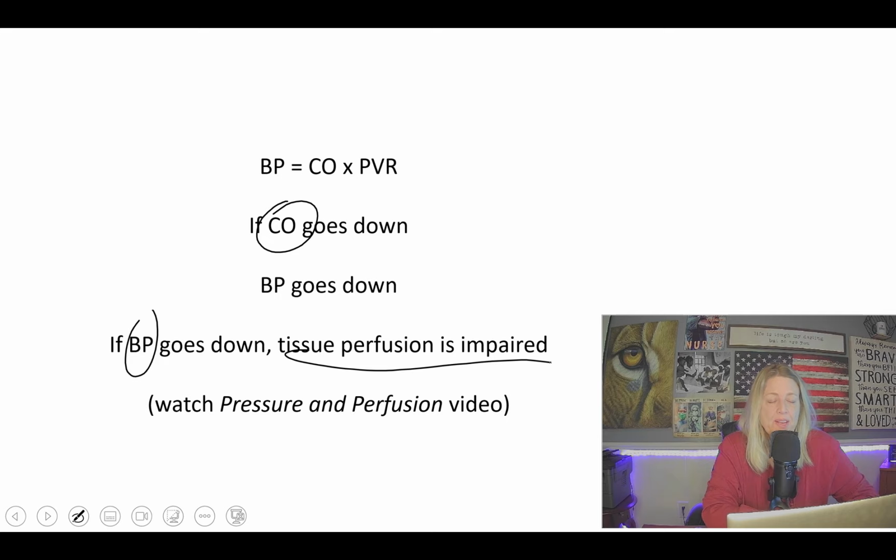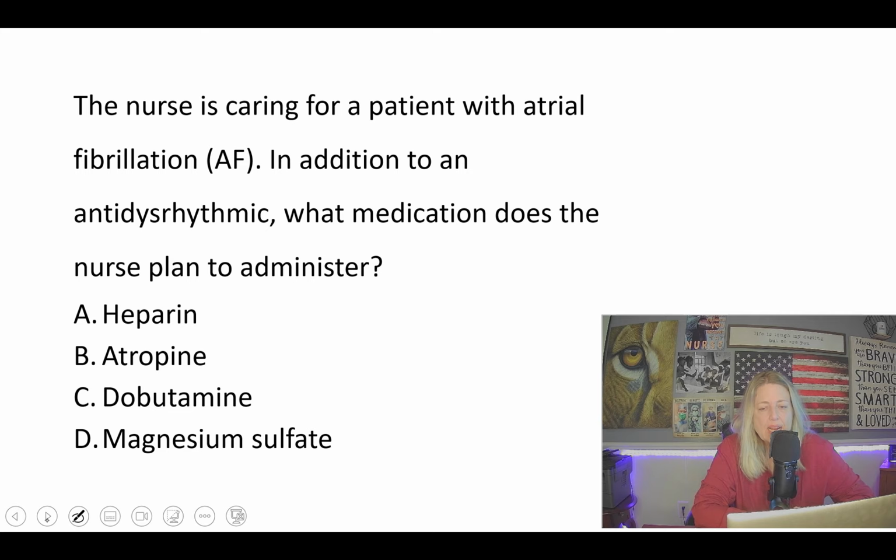So if you don't understand that and you haven't watched the pressure and perfusion video, go ahead and do that. Let's do just a couple questions based on what we just talked about, and also based on the sinus video that I did previously. So these questions can come from the content in either one of those, the last one or this one.